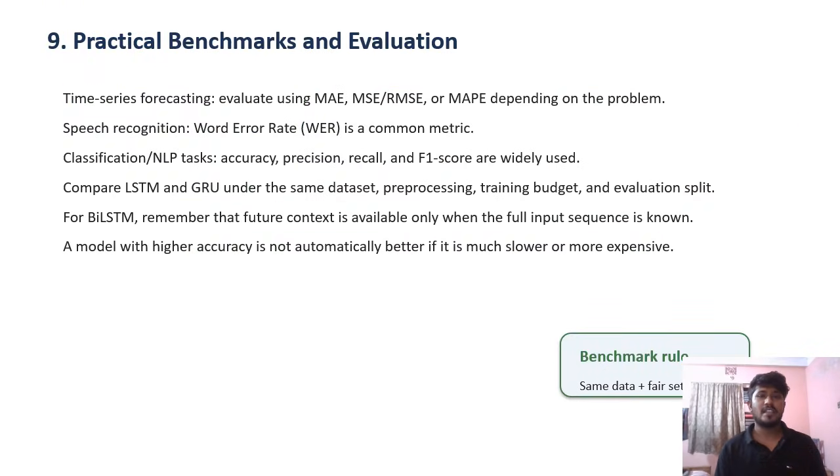Now we'll see practical benchmarks and evaluation. For time series forecasting, evaluate using mean absolute error, mean squared error, root mean squared error, or mean absolute percentage error, depending on the problem. For speech recognition, word error rate is a common metric. For classification and NLP tasks, accuracy, precision, recall, and F1 score are widely used. Compare LSTM and GRU under the same dataset, preprocessing, training budget, and evaluation split. For bidirectional LSTM, remember the future context is available only when the full sequence is known. A model with higher accuracy is not automatically better if it is much slower or more expensive.